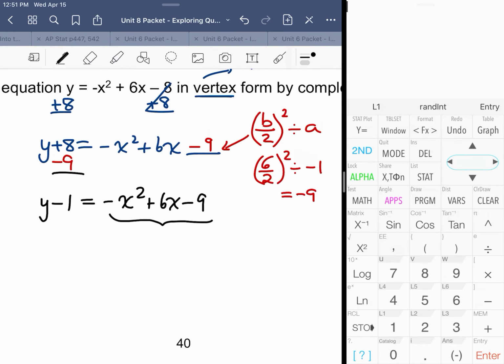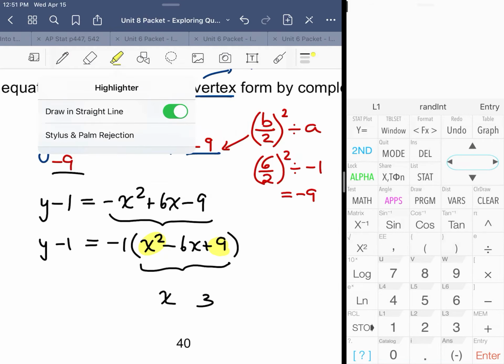Here I need to factor out the a value. That a value is a negative 1. So I'm going to pull that out of the polynomial on the right-hand side. When I factor it out, it gives me an x squared minus 6x plus 9. On the left side, I have a y minus 1. Back to the right side, I have a perfect square trinomial. If you take the square root of the first and last terms, I'm going to use a highlighter here. First and last terms, take the square root of those bad boys, x and 3, carry down the middle sign.